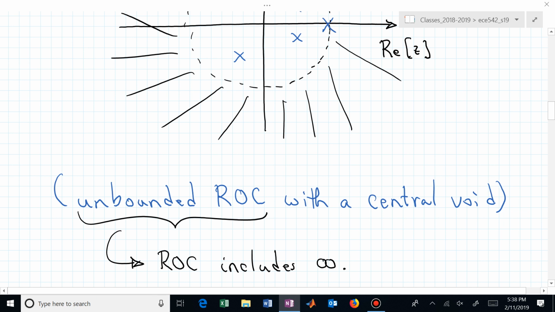This unbounded region of convergence has nothing to do with whether little x of n is bounded or unbounded. Is that clear? So I use bounded and unbounded in 2 different domains: the frequency domain and the time domain, or the sequence domain. Yes?